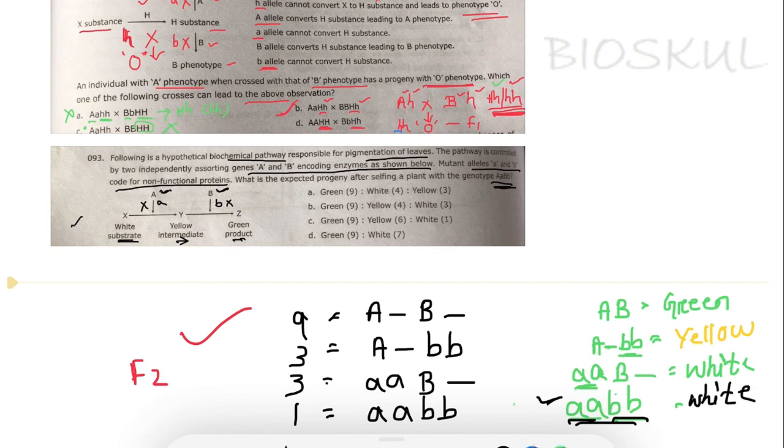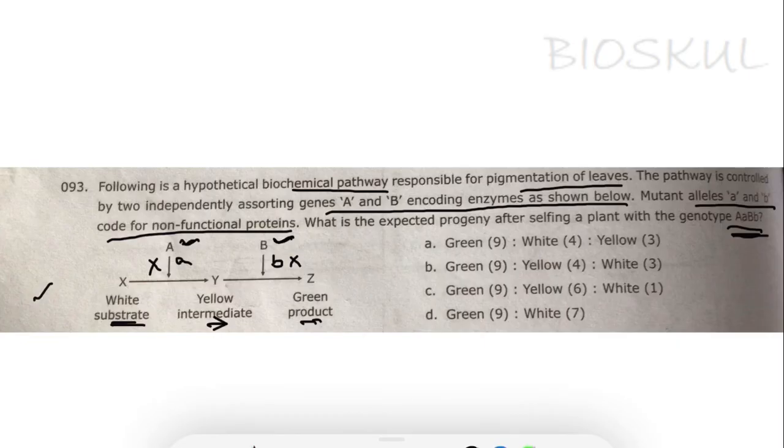So let's find out the ratio. Here both A and B are present, so it will be green, this one is yellow, and here these both are white. So the ratio is 9 green, 3 yellow, 4 white. So which one is the correct answer? 9 green, 4 white and 3 yellow. The correct answer is option A.